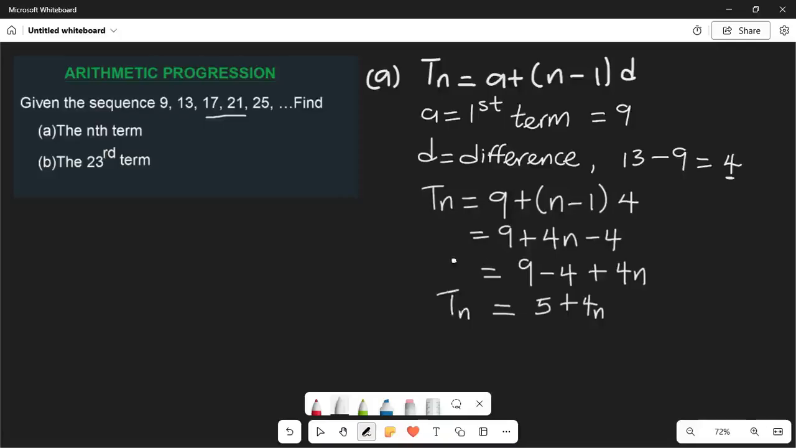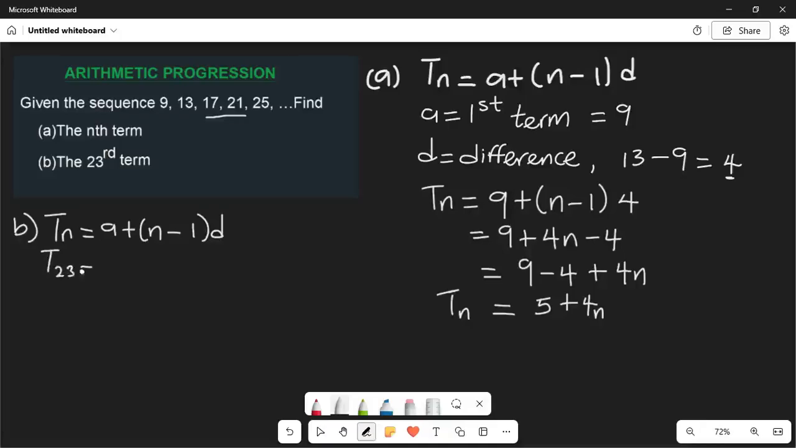So the other question says we should look for the 23rd term. We can do this in two ways. The first way, we still make use of the general formula for the nth term, which is a plus bracket n minus 1 bracket d. But here we are looking for the 23rd term.